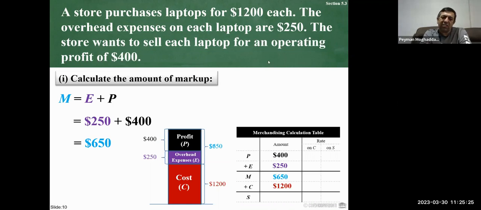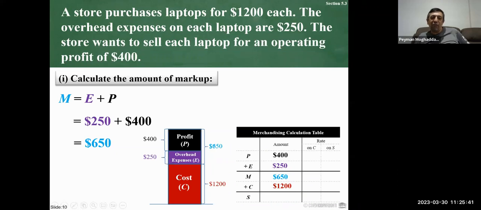So you had overhead cost, which means the staff, the rent, the accounting, anything, right? So all those things come under overhead expenses for selling that laptop, right? And also we want to make some profit on top of it. Okay, that profit is very, very important, guys.